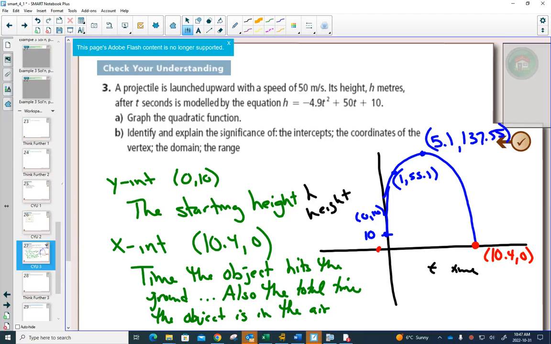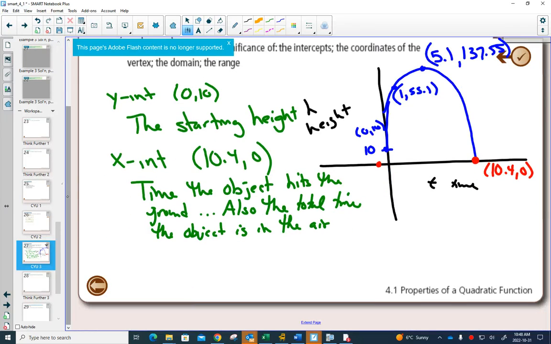Did you know that there's also an x-intercept over here? That makes no sense whatsoever, because in this real life problem, time would only start at 0. There's nothing in the past, because that object hasn't been thrown up in the air yet.